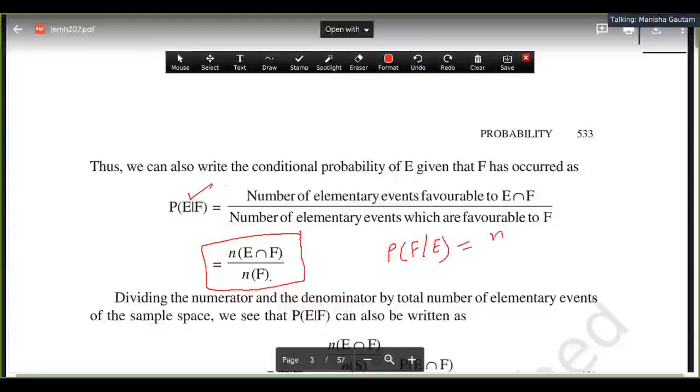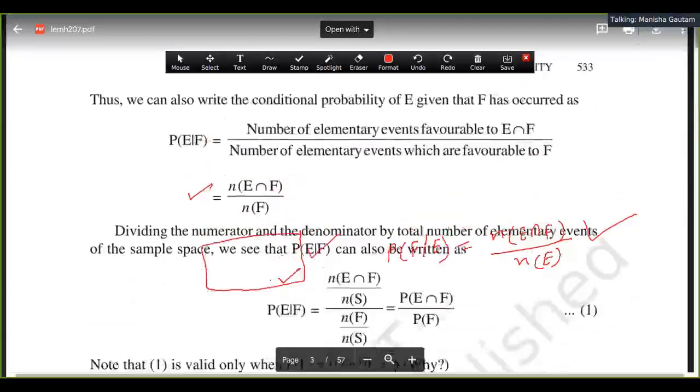It means you have to take the intersection of both E and F, and the number of elements is now in E, not in F. When F has already happened, you divide by the number of elements in F. If the already happened event is E, then the number of elements in E is in the denominator. So this is the first formula. You have to learn these.